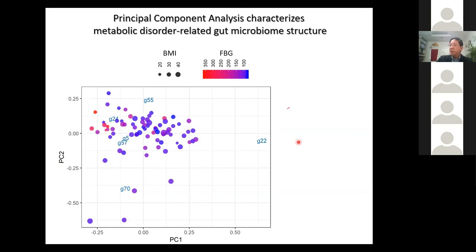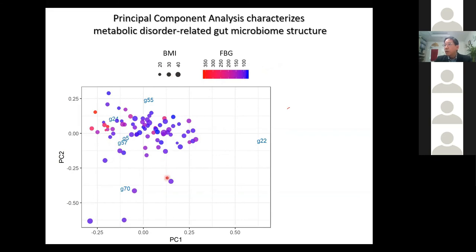And this is the result of the principal component analysis using the bacterial composition data. I put the color according to the fasting blood glucose level. So red is very high fasting blood glucose. And you can see that here, patients with very high fasting blood glucose are localized.